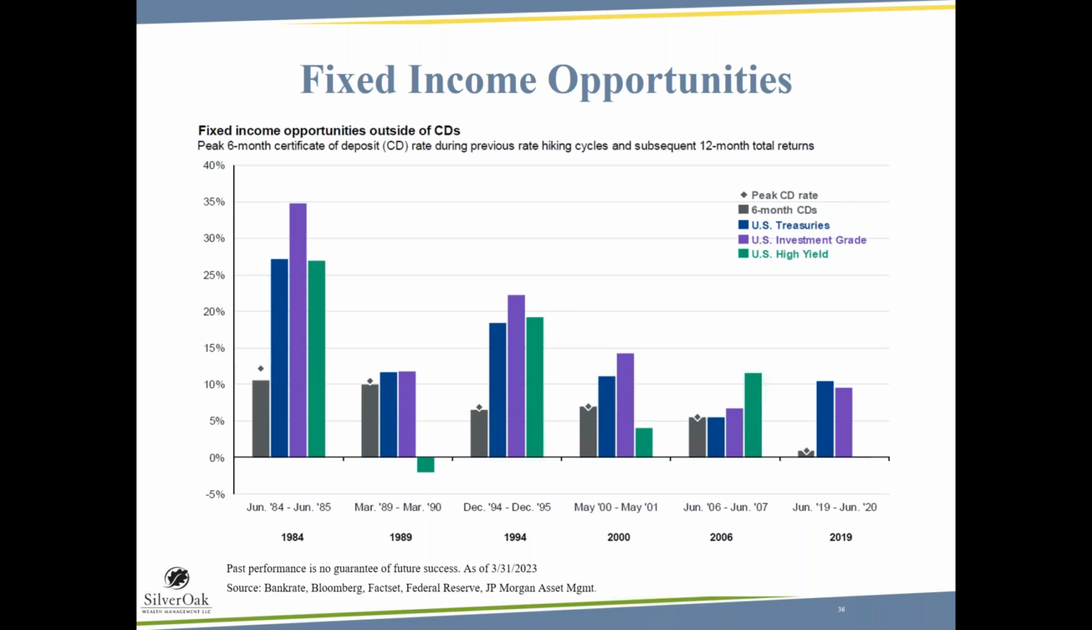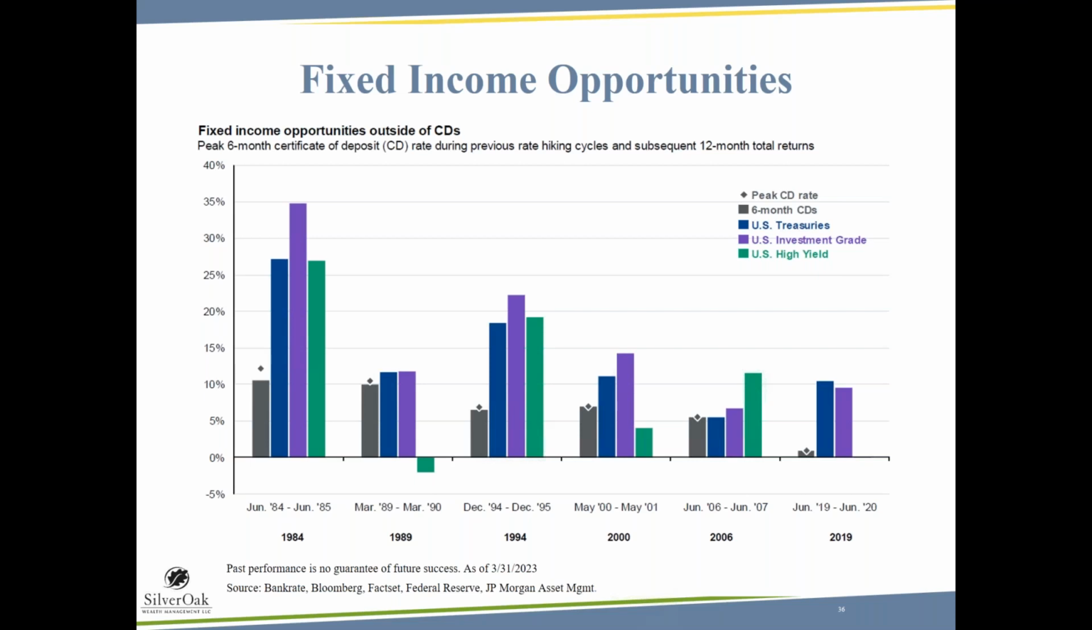But what happens when you have to roll that in 6 months? If rates are lower at that point, then your reinvestment will be at that lower rate. Whereas if you bought that longer bond, you still have that interest rate, but you might also have a little price appreciation. And so this is showing total return.